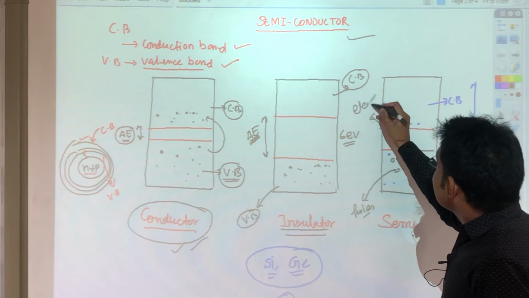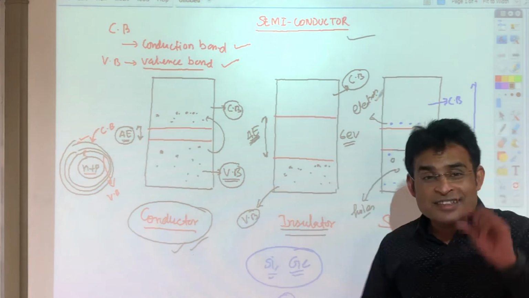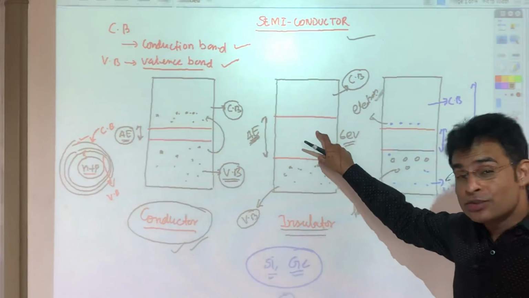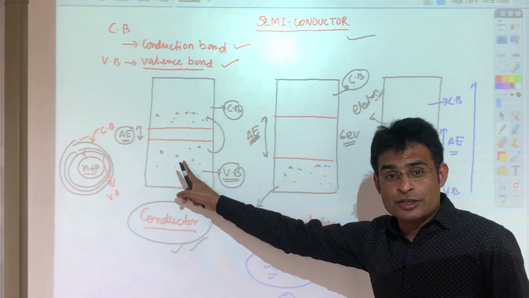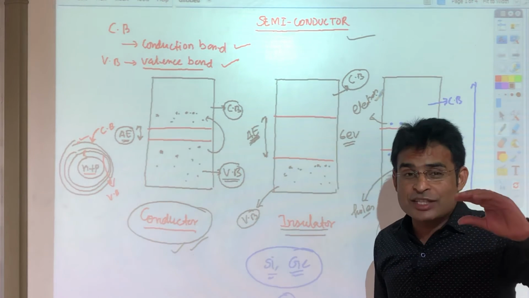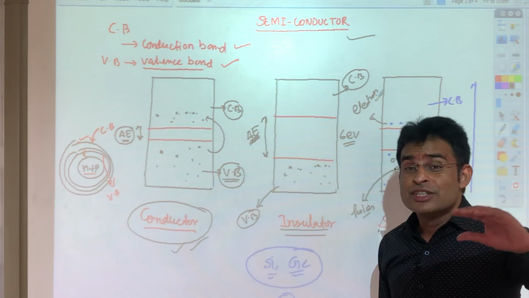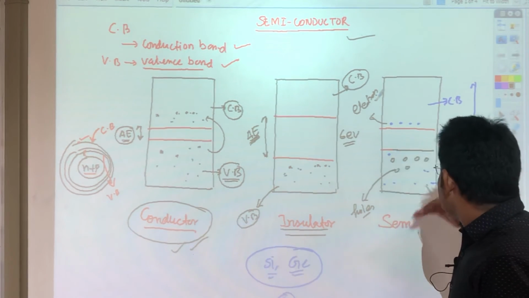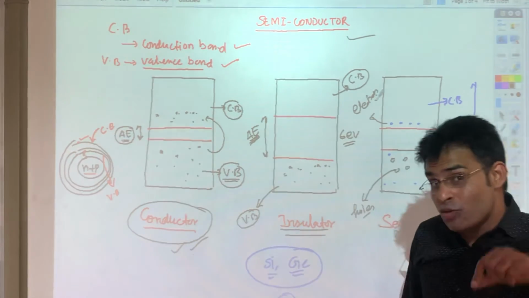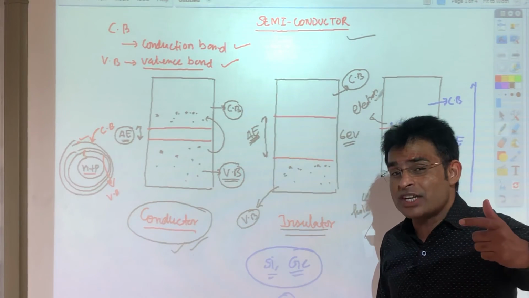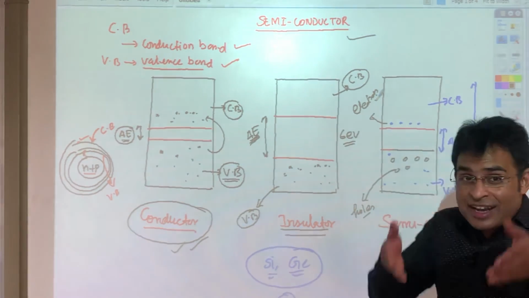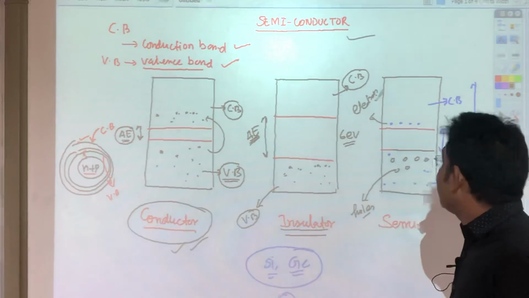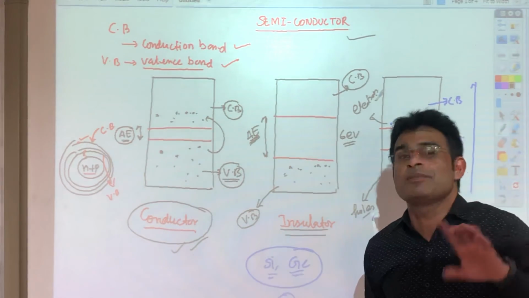And this one is the electron. So what is a semiconductor? In a semiconductor, the forbidden gap is less than an insulator and more than a conductor. So what will happen at a small amount of electricity? The electron does not jump from the valence band to the conduction band, but at a higher value of electric field it will jump. At a low value of electric field, nothing will happen. At a high value of electric field, it conducts electricity. That's why we say semiconductor.